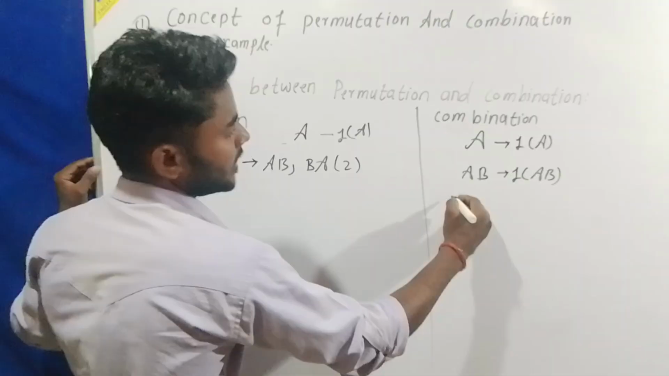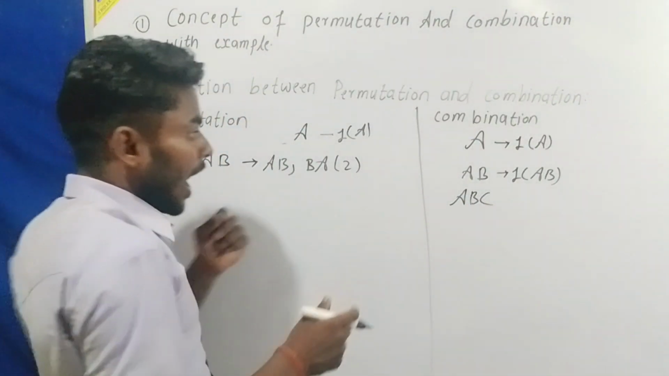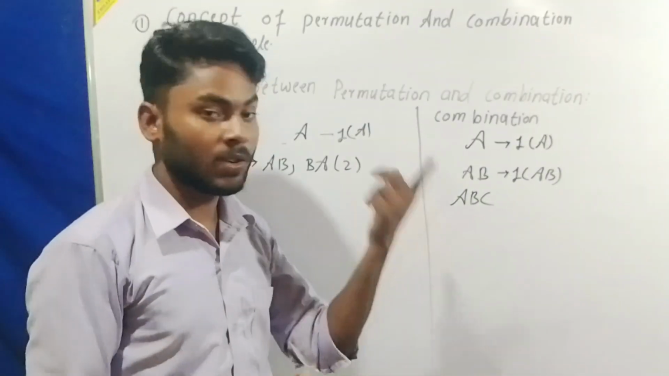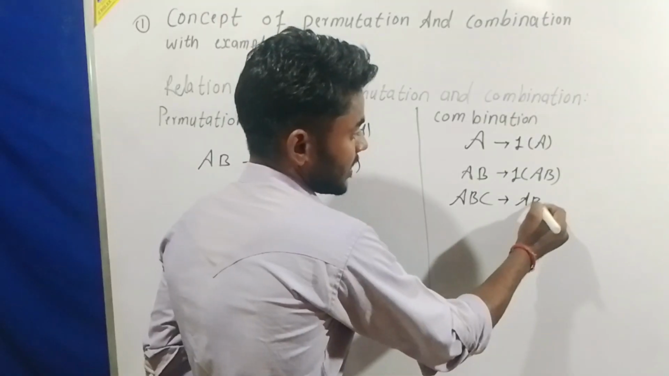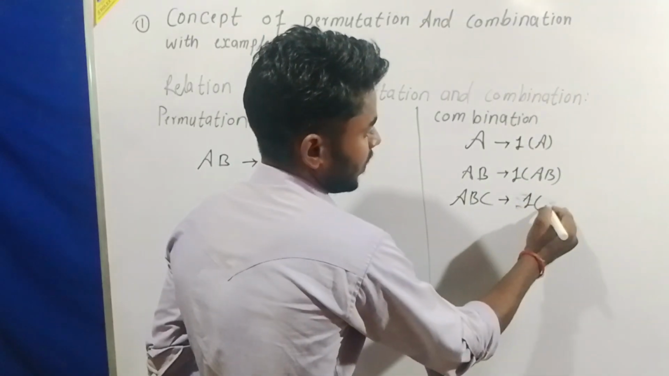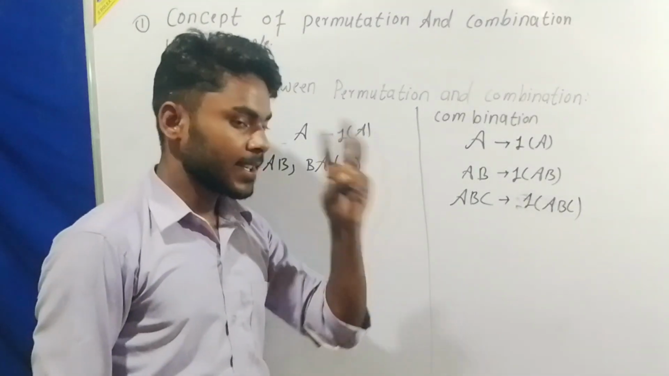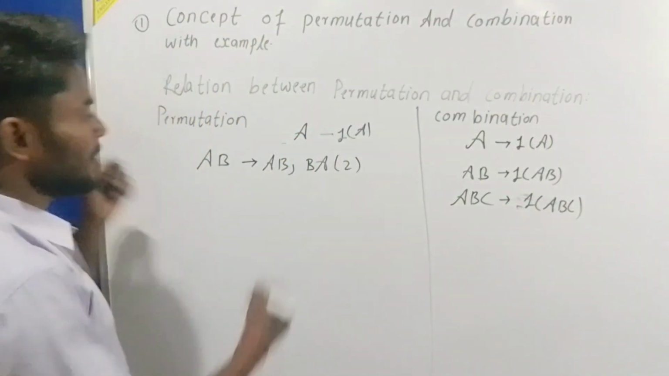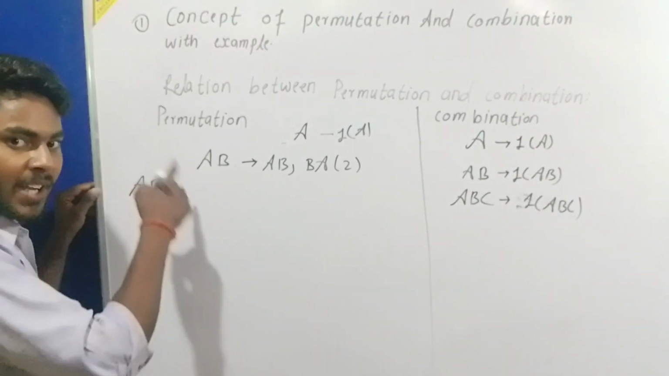I again say there are three letters A, B, C. How many groups can we form of three letters? There is only one group, A, B, C. If we take these three letters at a time, one group can be formed. Same way, how many arrangements can we form of A, B, C?